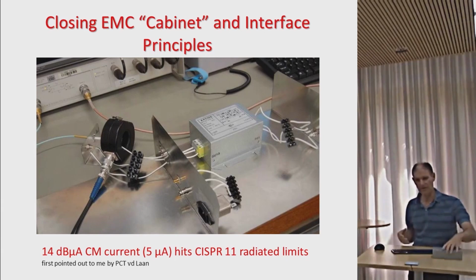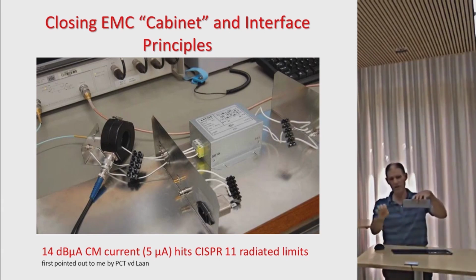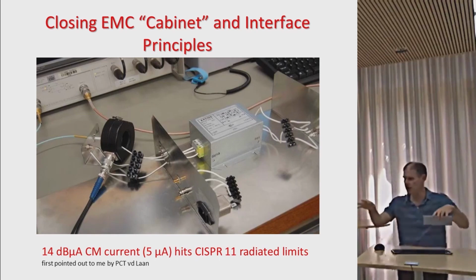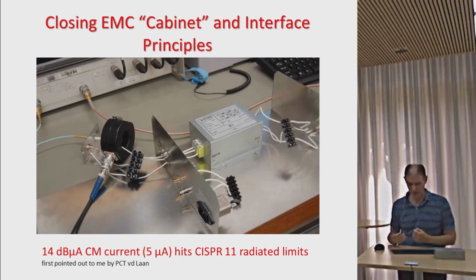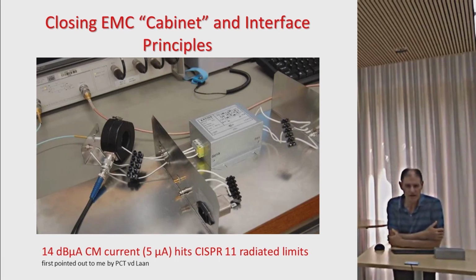So one of the things I do in the laboratories is I always measure to see if my currents are below 14 dB microamps, and if they are, I can be relatively confident that I will pass a radiated test in an official laboratory measurement.